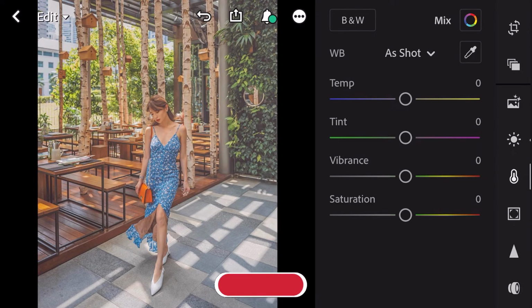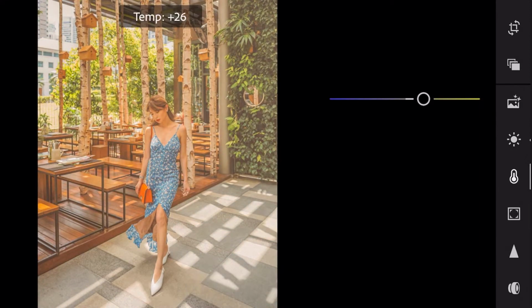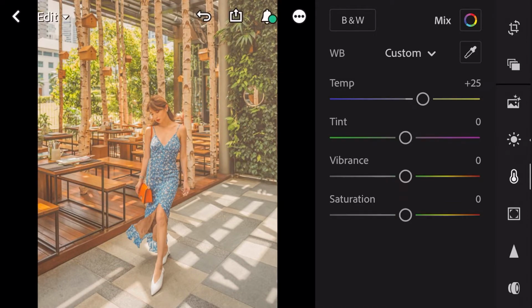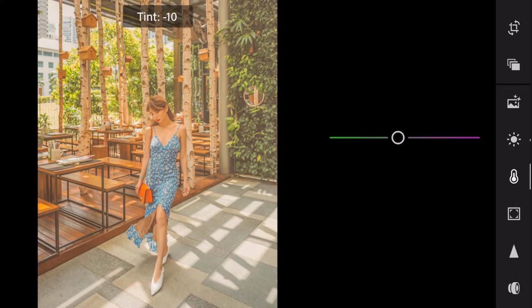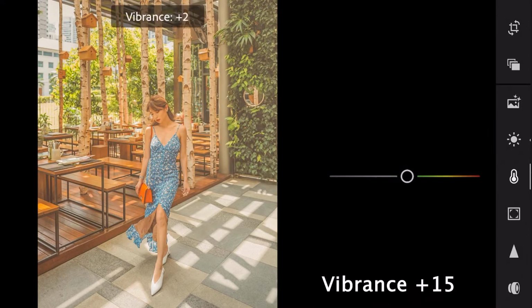Next go to color. Temp plus 25. Tint minus 10. And vibrance plus 15.